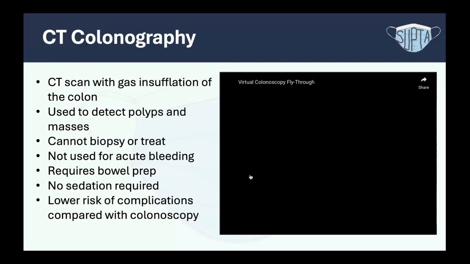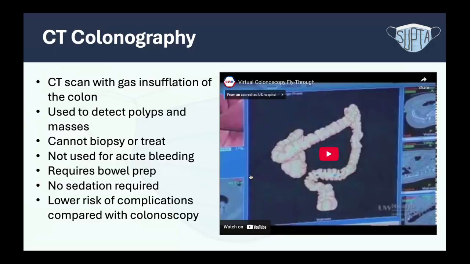So, when a colonoscopy is contraindicated or poorly tolerated by the patient, for example, if they are at a high risk of perforation or if they are unfit for sedation, then a CT colonoscopy may be considered instead. So, it's a CT scan that creates a 3D image of the colon. It's performed by first insufflating gas into the colon to distend it, and then you do a CT scan.